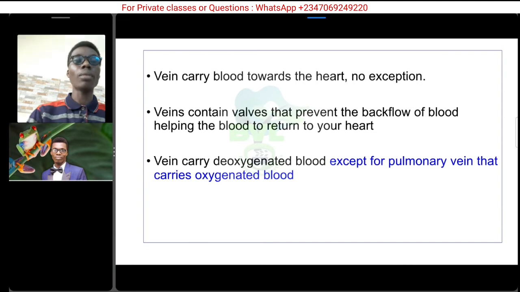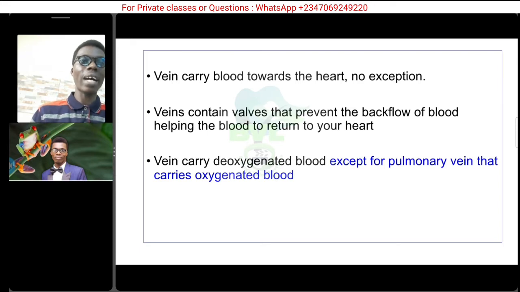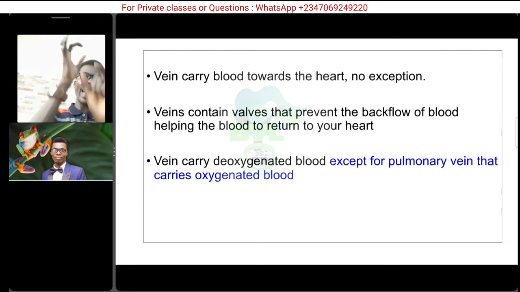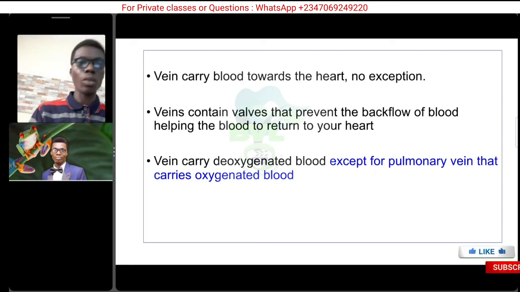Now, veins carry blood towards the heart, no exception. Yes, all veins are always returning blood back to the heart. Veins contain valves that prevent the backflow of blood, helping the blood to return to the heart. Except when people have a condition called varicose veins on the feet, behind the legs, around the calf muscle, you're going to see the veins literally showing all the way, really engorged, because the valves are not working very well, so blood is not returning back the way it should.